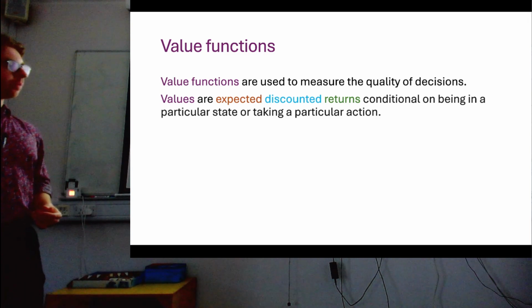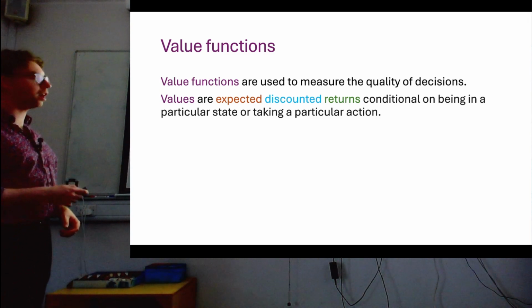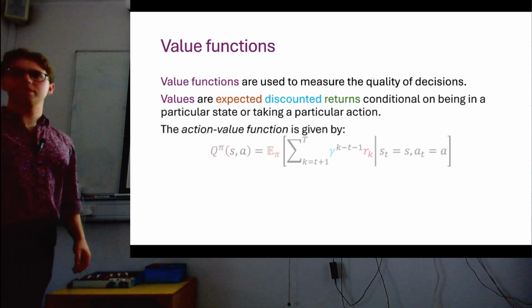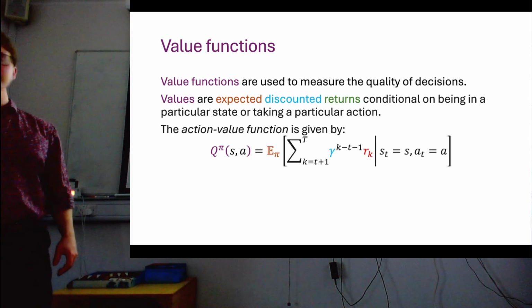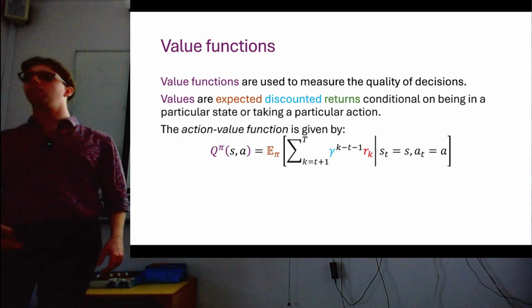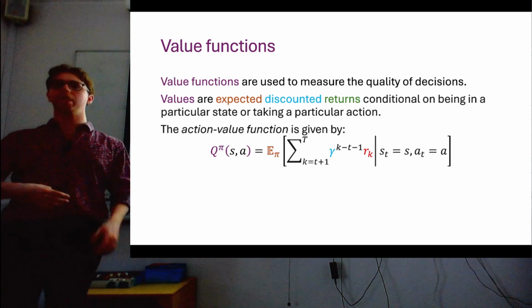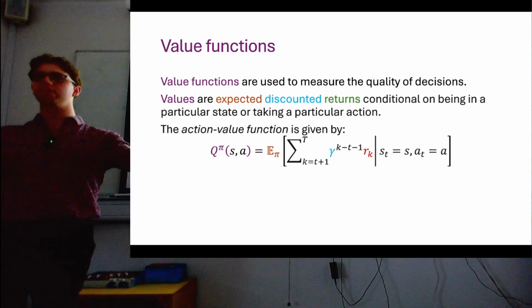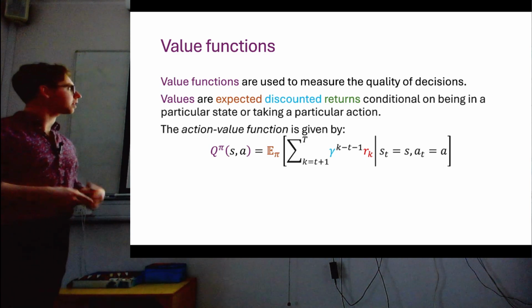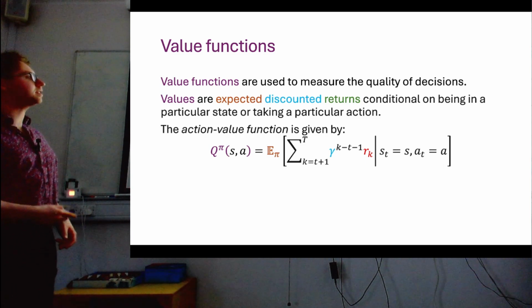Right? So return is the sum of future rewards, discounted, so rewards that are further away get down-weighted. And expected means not just what happened, but what will happen in expectation, averaged over all possible outcomes. So let's write down the formulas for these.